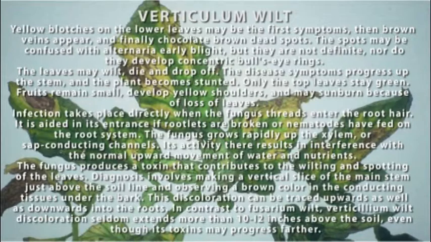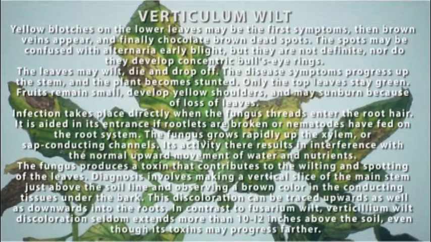The disease symptoms progress up the stem, and the plant becomes stunted. Only the top leaves stay green. Fruits remain small, develop yellow shoulders, and may sunburn because of loss of leaves. Infection takes place directly when the fungus threads enter the root hair. It is aided in its entrance if rootlets are broken and nematodes have fed on the root system.